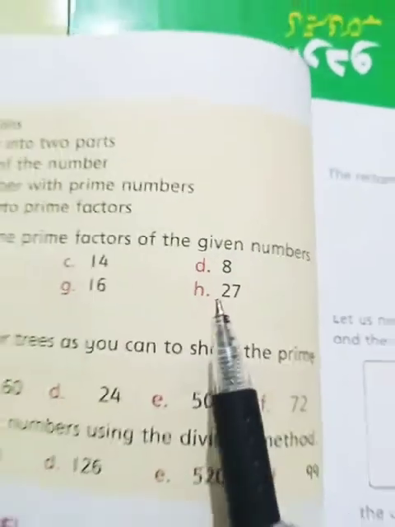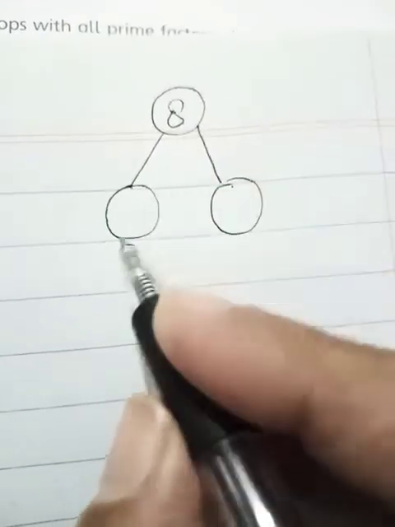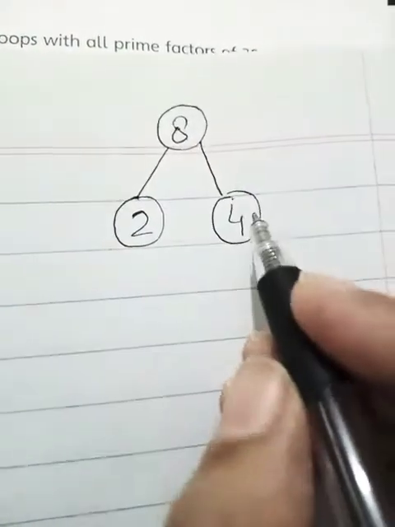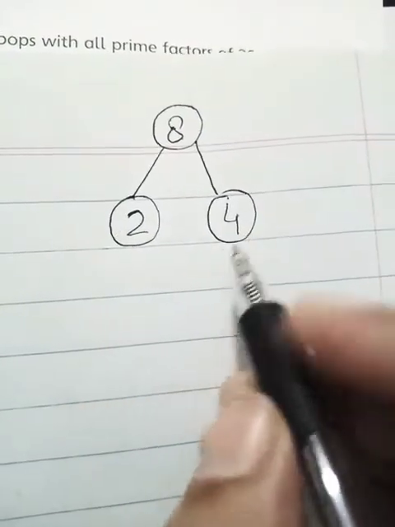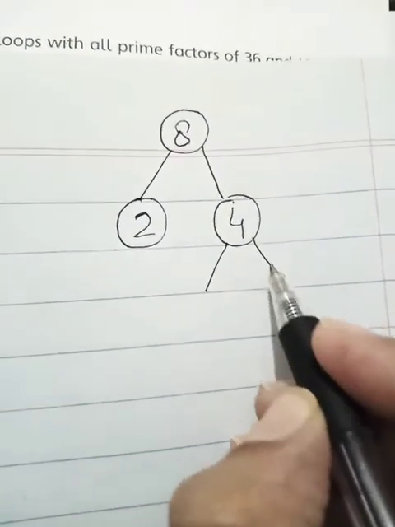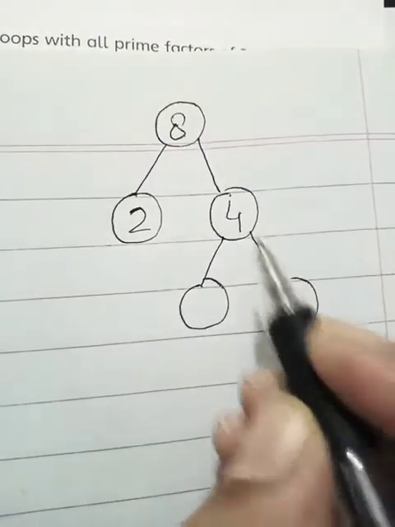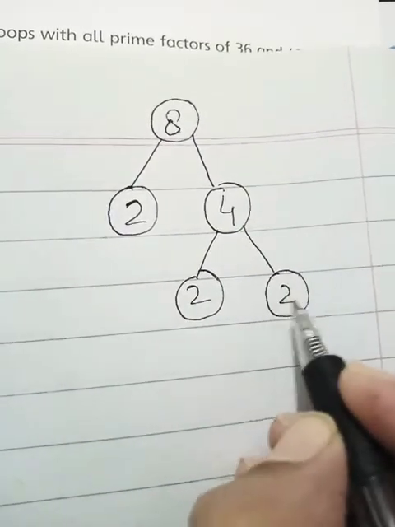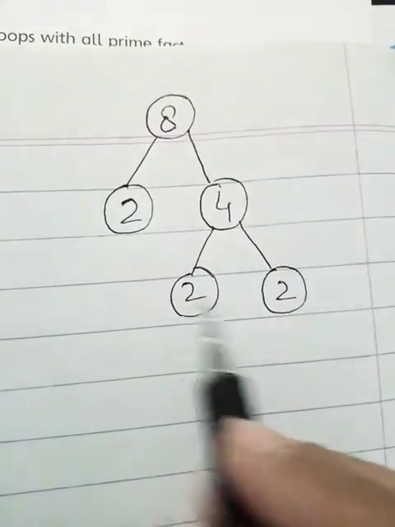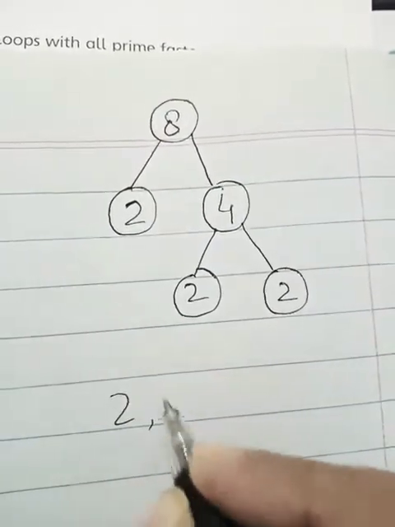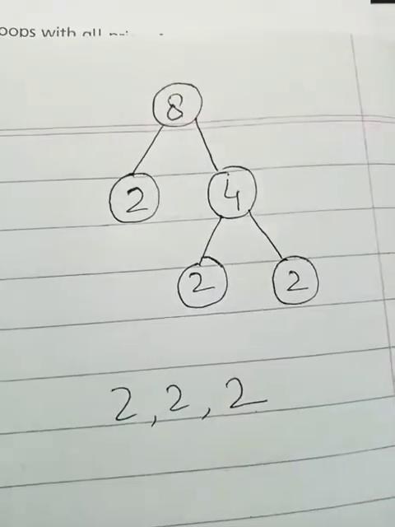Let's see part number D, 8. 8 is an even number. We will start with 2. 2 4s are 8. Now 2 is a prime number, but 4 is a composite number. So we will further divide it into two numbers. Now 2 2s are 4. So 2, 2 and 2, these all are prime factors. So the factors of 8 are 2, 2 and 2.